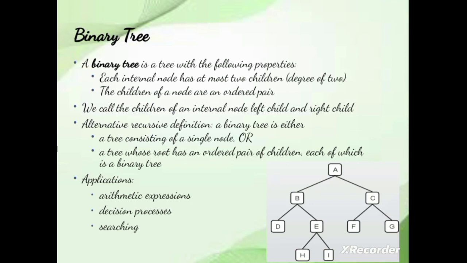In summary, a binary tree is a tree structure where each internal node can have at most two children, and the children are ordered as left and right. The recursive definition allows for flexibility in representing binary trees. Applications include modeling arithmetic expressions, decision processes, and searching algorithms.